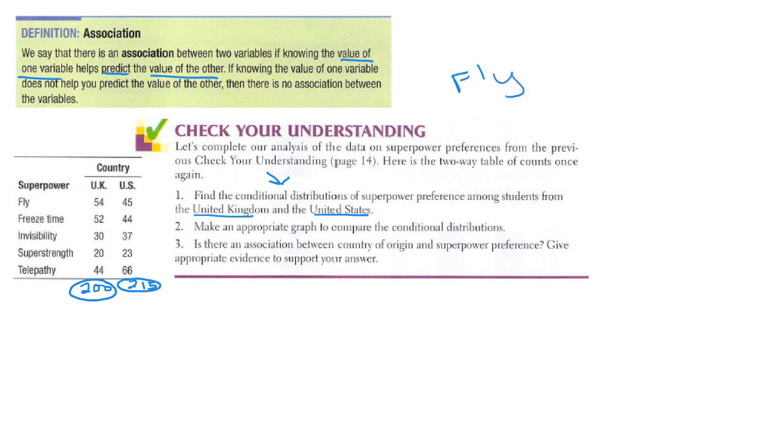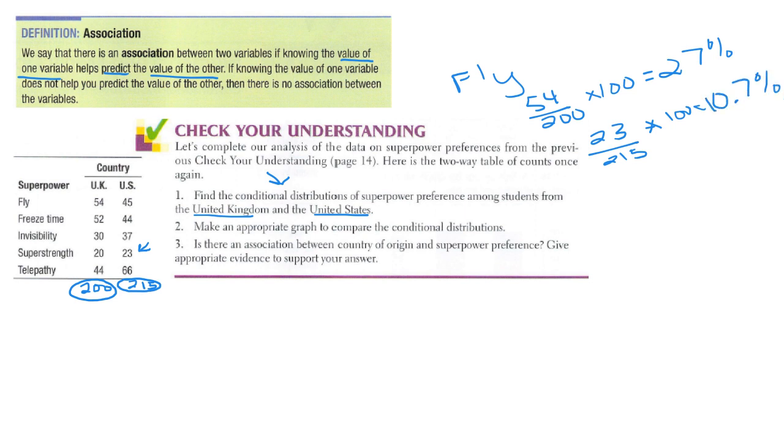So for instance, let's look at fly. My conditional distribution for the students that would choose fly from the UK is 54 over 200, and that is going to give me 27%. And if I did it for the US, let's say I did super strength for the US, 23 out of 215, because I'm only looking at the US, and that would come out to 10.7%. And that's how I would look at my conditional distributions.